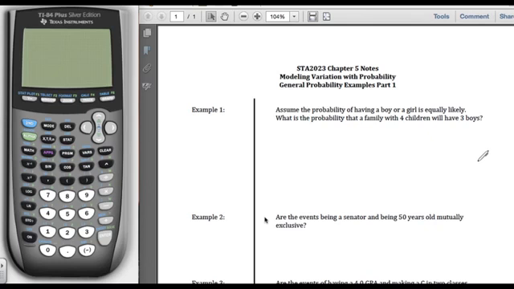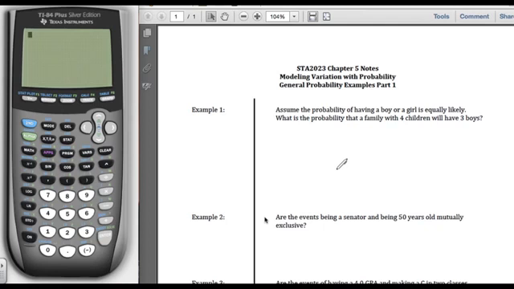Example 1 in this video states, assume the probability of having a boy or girl is equally likely. So one gender is not more likely than the other. We're going to assume that we're not having twins or triplets. It's a single child at a time. What is the probability that a family with 4 children will have exactly 3 boys?